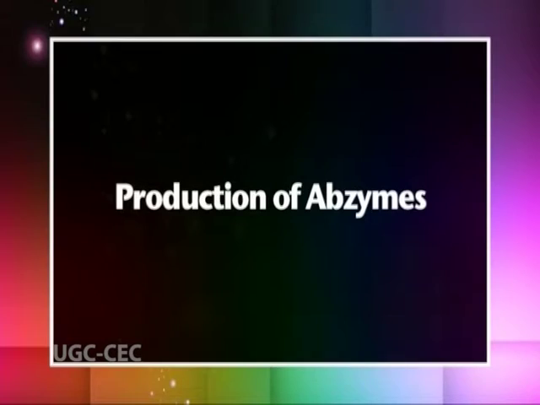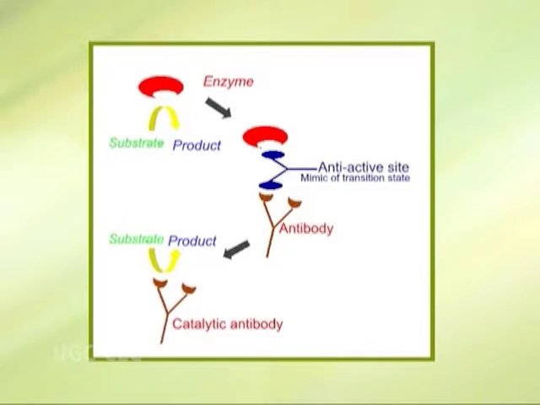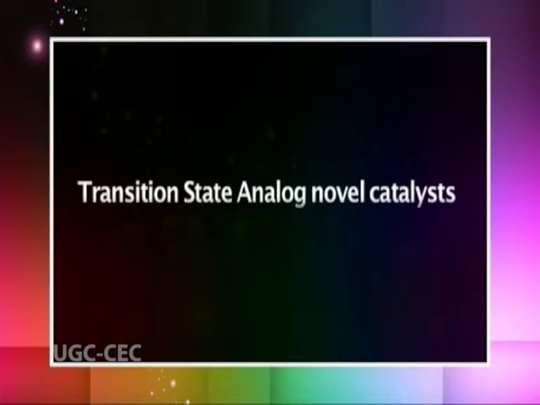Now let's talk about production of Abzymes. The production technique involves the following principle. The generation of Abzymes is based on transition state theory of catalysis. As we know, enzymes work by stabilizing the transient form of molecule known as transition state. If a mimic of the transition state of molecule could be generated, then an antibody that would tightly bind that mimic should be able to catalyze the reaction of original molecule. Therefore, by designing a good transition state mimic, that is, transition state analog, novel catalysts can be created.